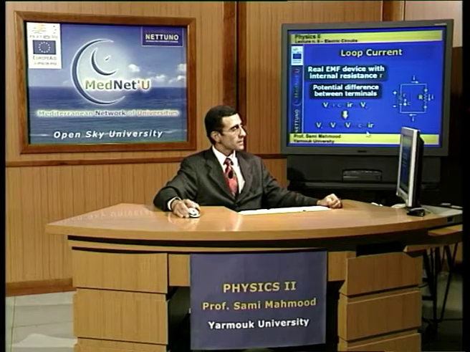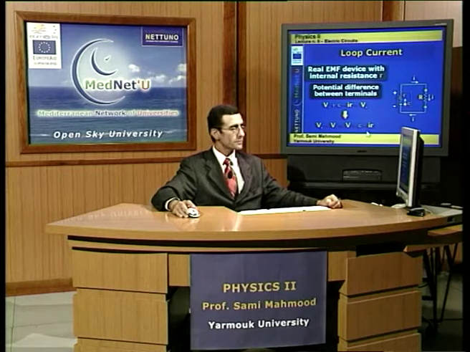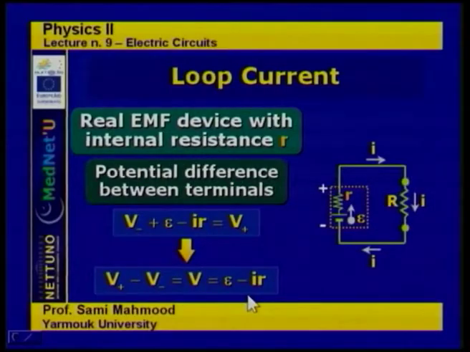So as we notice from here, it looks like the electromotive force epsilon is divided into two components. One component is the potential drop Ir across the internal resistance, and the remaining appears as a voltage difference between the two terminals or the two sides of the electromotive force device. So that's how we lose some of the potential arising from the electromotive force, because it goes as a potential drop across the internal resistance.